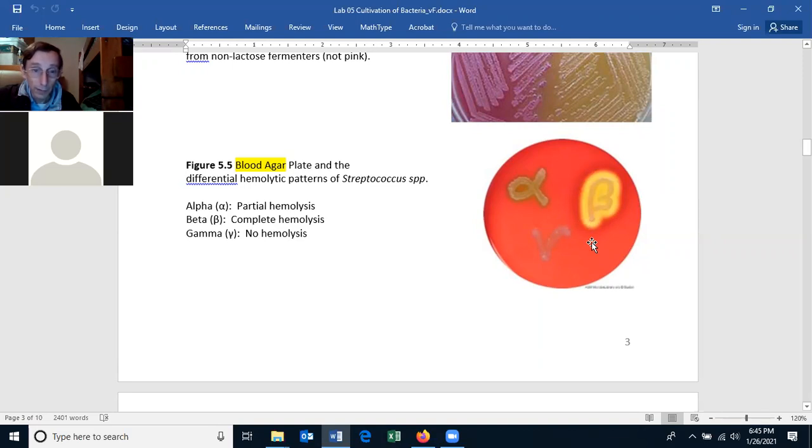And usually when you're doing this reading, you don't look at where your growth is because you can't really see that area very well. But if you were to flip the plate over, you'd see underneath this there would be complete hemolysis, partial hemolysis, and no hemolysis. Any question about any of that?